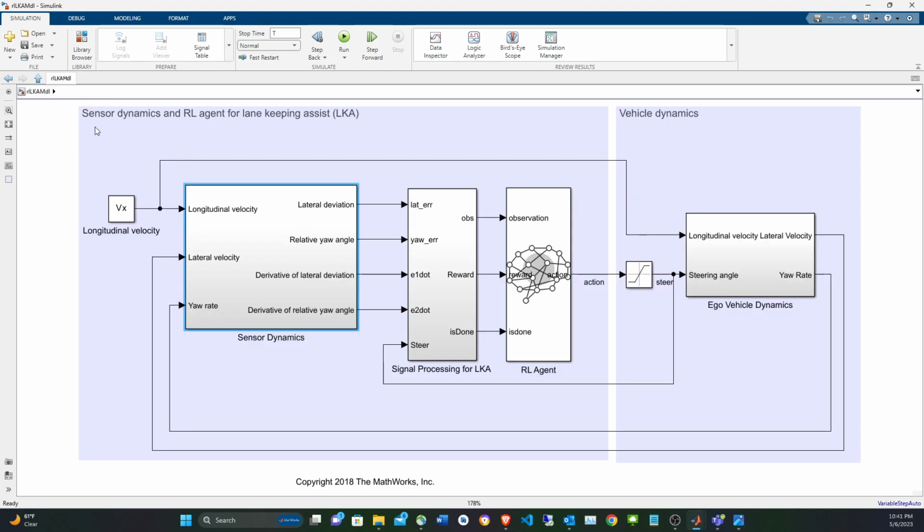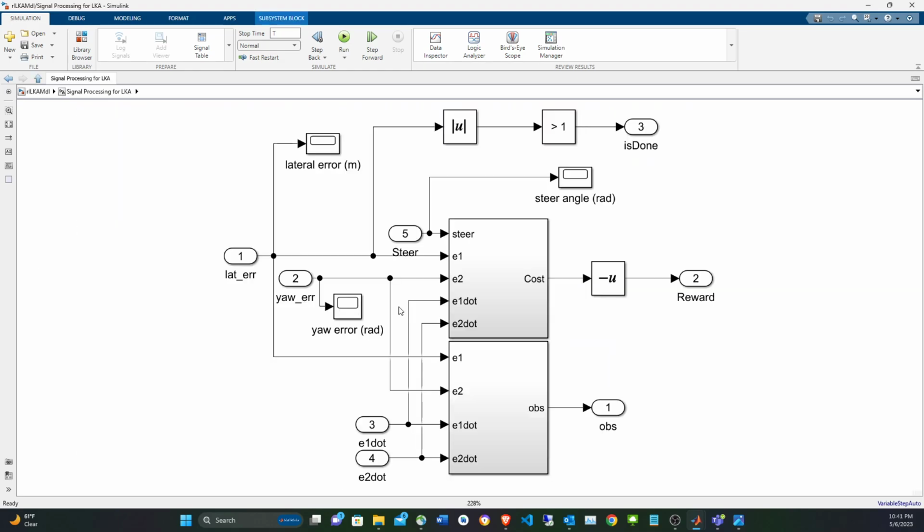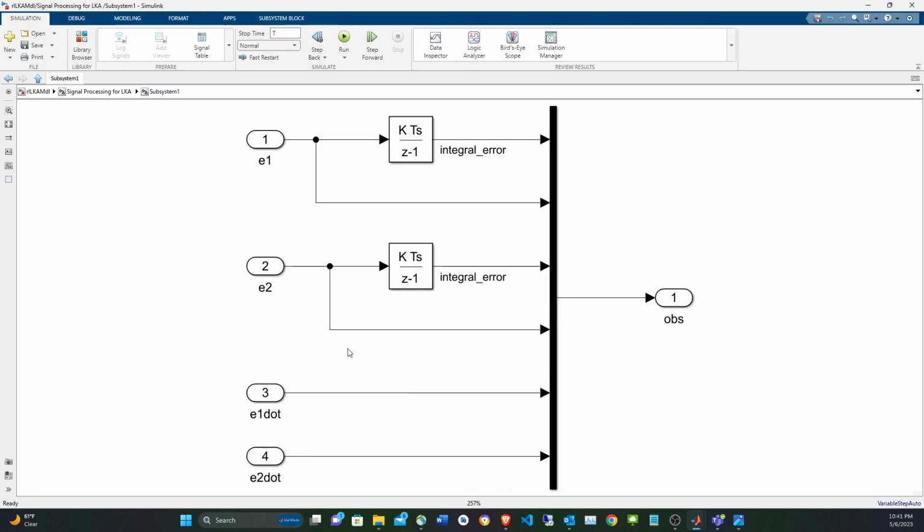Okay, so we have the 4 variables that are fed to here, and to get the observation, we just feed them forward. These are the observations, but in addition to that, we have to do discrete integration. So instead of using 1 divided by s, which is the continuous integration, we use the Z transform rather than the S transform. So that is z minus 1. With that, we get the discrete integral error, and basically pass on the positions and velocities.